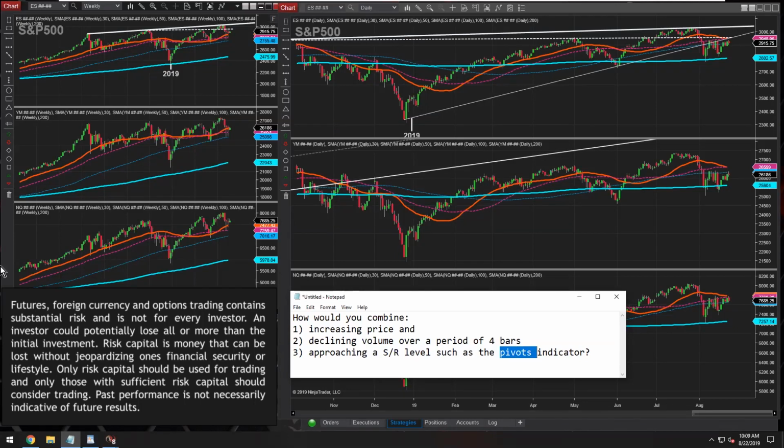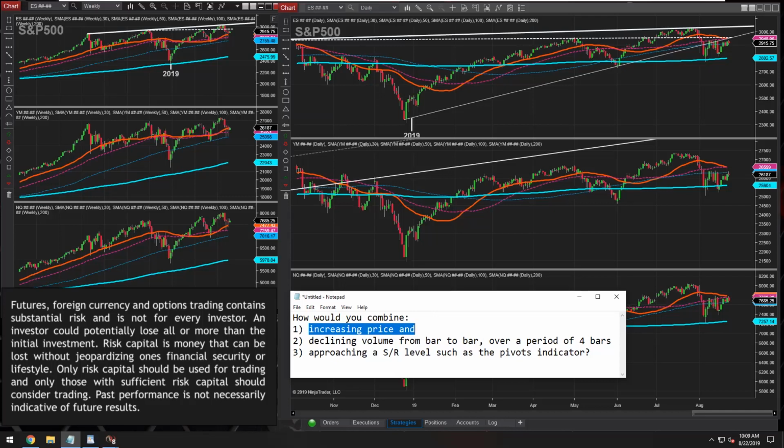So Davis is clarifying: from 1 bar to the next, he wants to see increasing price and decreasing volume, from bar to bar over a period of 4 bars. It is necessary to be very specific when you're defining your set of rules, when you're making a system, so to speak.